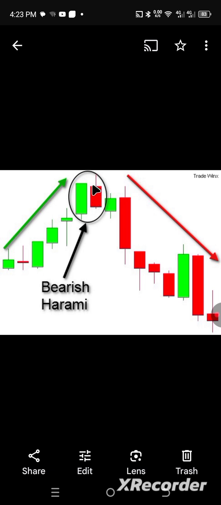This red bar has eaten more than half of this bullish bar. It takes more than half. Look at the body. If you compare, even if its body started here, it will be more than half. This is half of this bar, but it's bigger than half of this bar. This is harami. It means the market will go down.